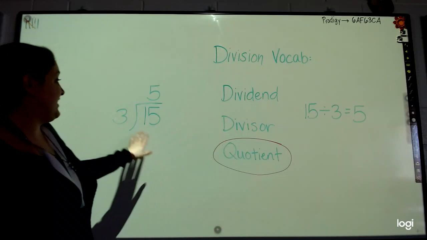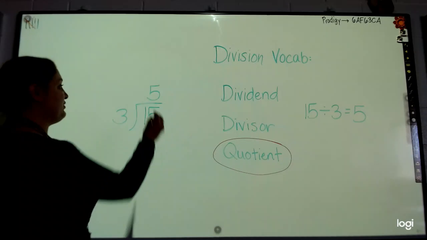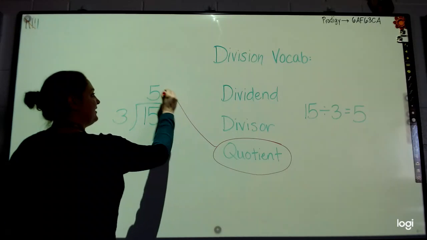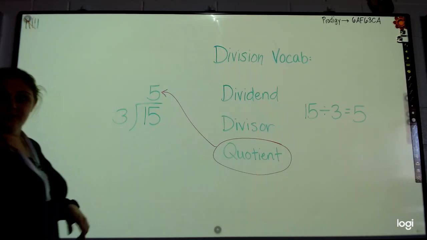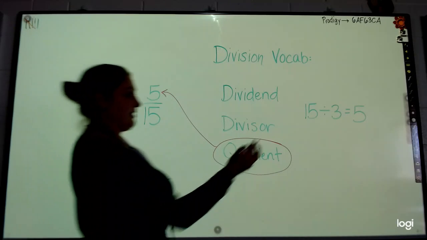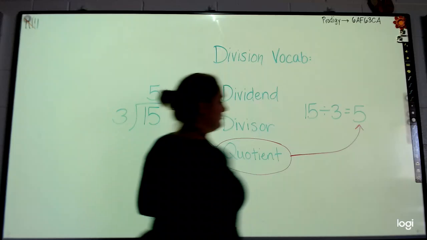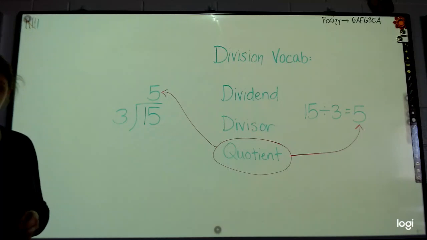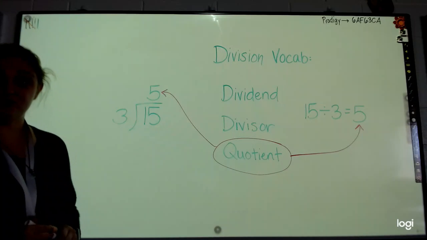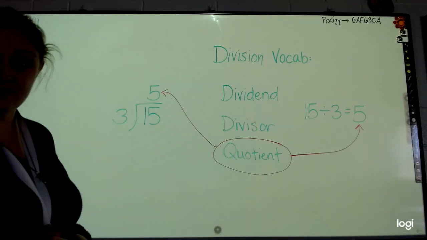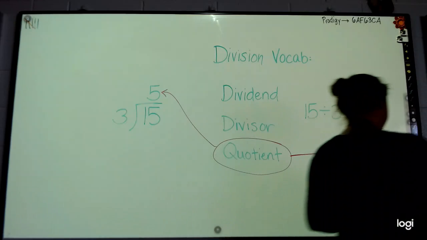So our quotient in this problem, the answer, we know we always write the answers on the top. That's our quotient. And on this problem, the answer is on the other side of this equal sign right there. So those are our quotients, okay? If you don't have that memorized, you need to memorize it, okay? Quotient is the answer to a division problem.